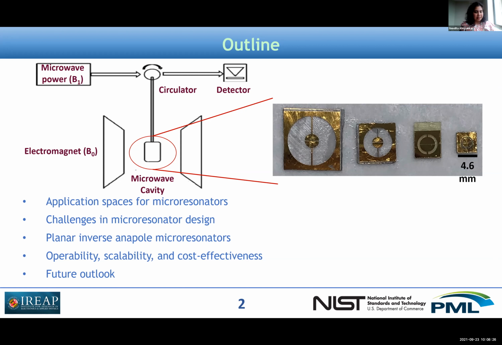I'll talk about challenges in microresonator design. And during this, I'll go through some previously reported microresonator designs and what they provide and what they don't provide. Then I'll talk about the planar inverse anapole microresonators, which is our attempt at tackling this problem. And I'll explain how this design provides advantages in terms of operability, scalability, and cost effectiveness. And then I'll end with a future outlook and where we might be headed.